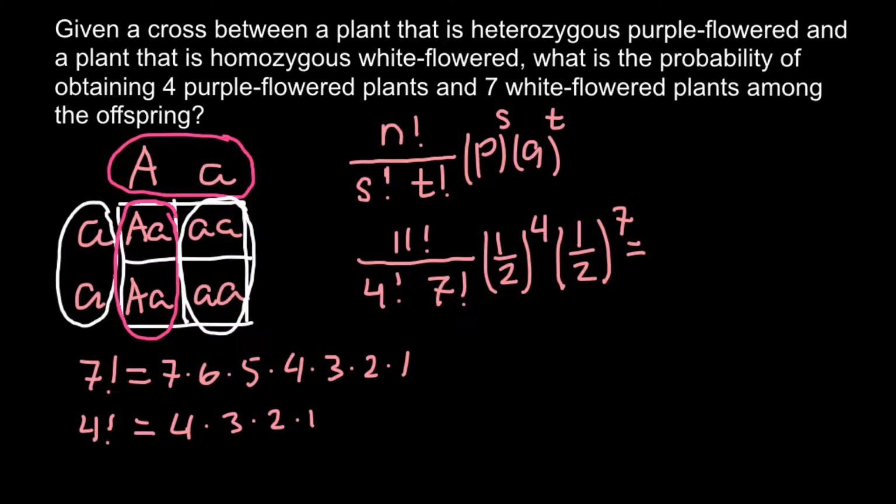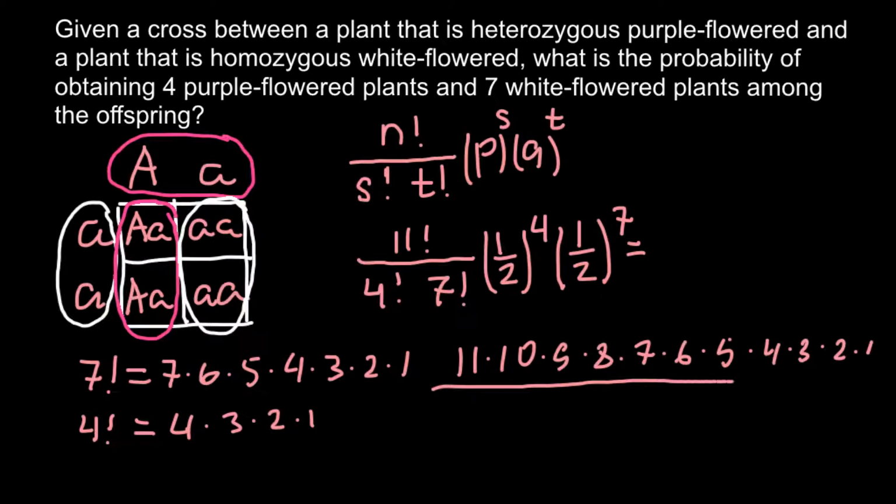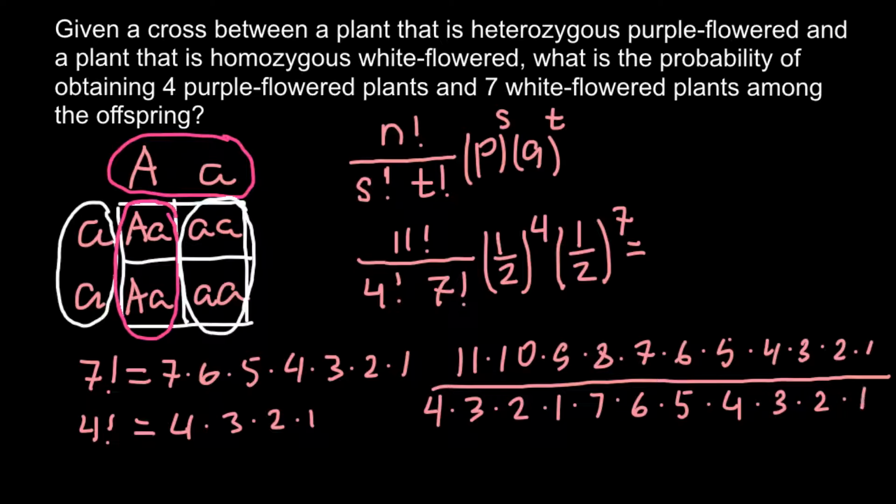So as you see, now we can easily solve this problem. On top we have factorial 11, so that means 11 multiplied by 10, by 9, 8, 7, 6, 5, 4, 3, 2, and 1. And we have to divide this number by factorial 4 and factorial 7. Once again, factorial 4 equals 4 multiplied by 3, by 2, and by 1. And factorial 7 means 7 multiplied by 6, 5, 4, 3, 2, and 1.